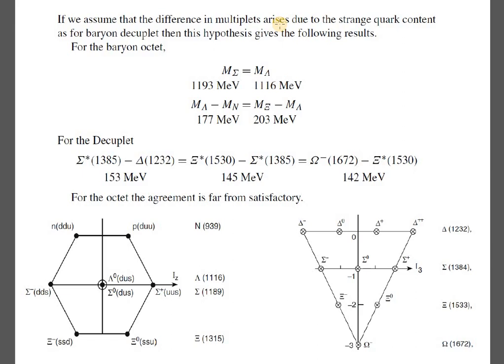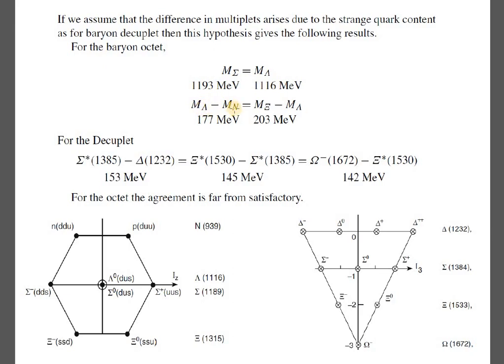Now, if we assume that the difference in multiplets arises due to the strange quark content, as for the baryon decaplet, then this hypothesis gives the following results. You see, M sigma, M delta. This is where the mass of sigma and delta are. Now you see, are they the same? No, they are not the same. They are somewhat different.